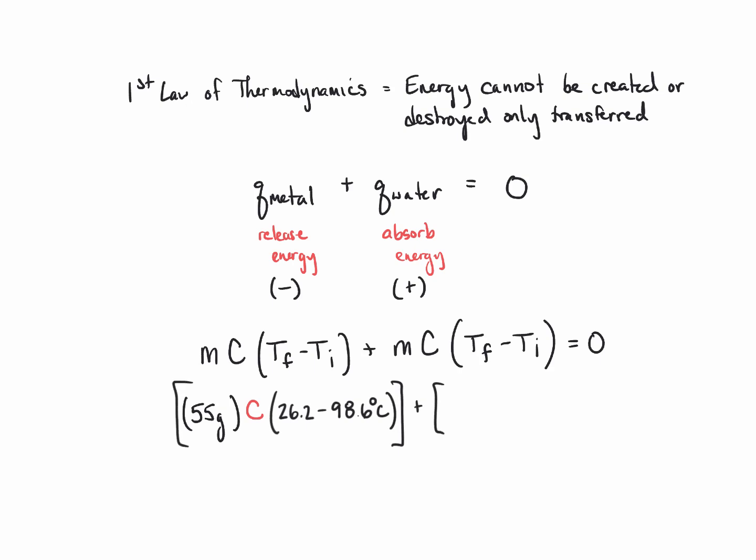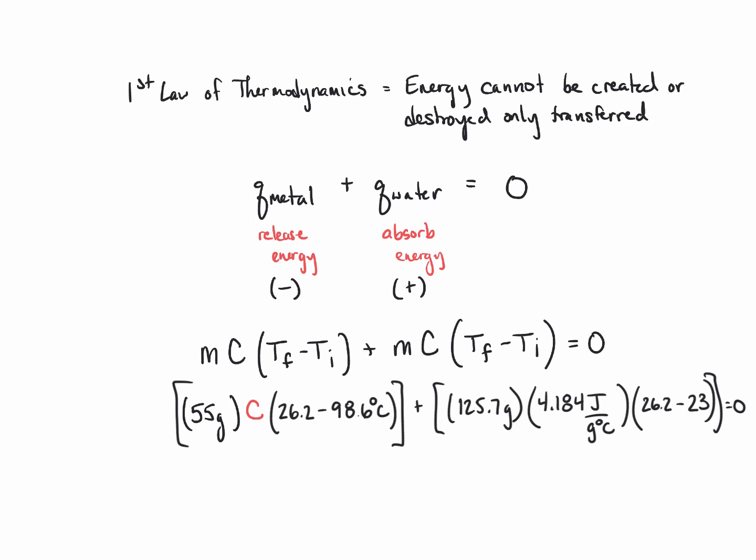For the water, the Q is the mass of the water, which is 125.7, times 4.184 joules per gram degree Celsius, times 26.2 minus 23, which was the original temperature of the water. And this all equals 0. So now we just have one singular variable in here, and that's the C. We've got to do a little bit of algebra.